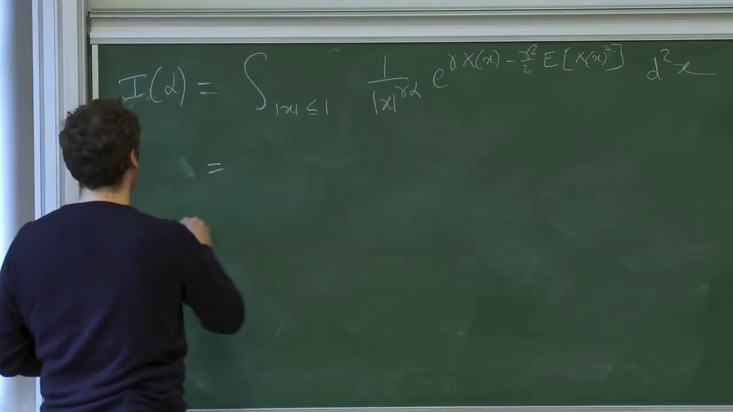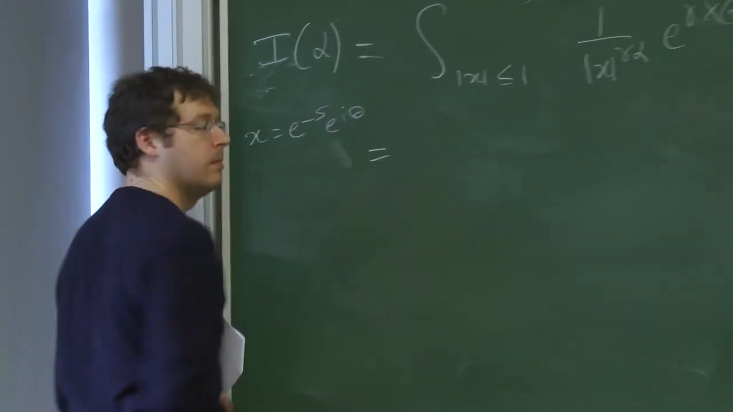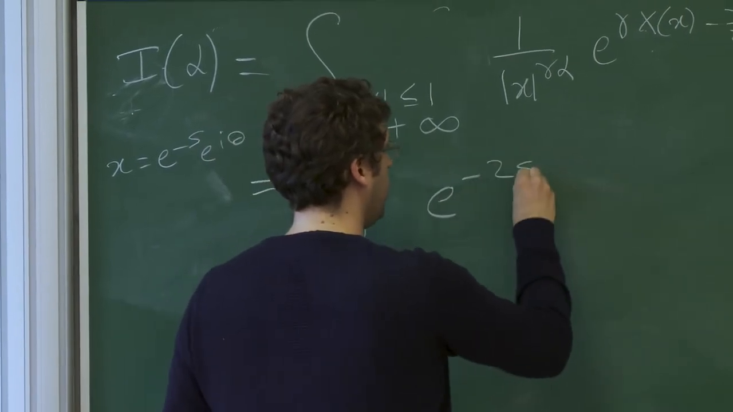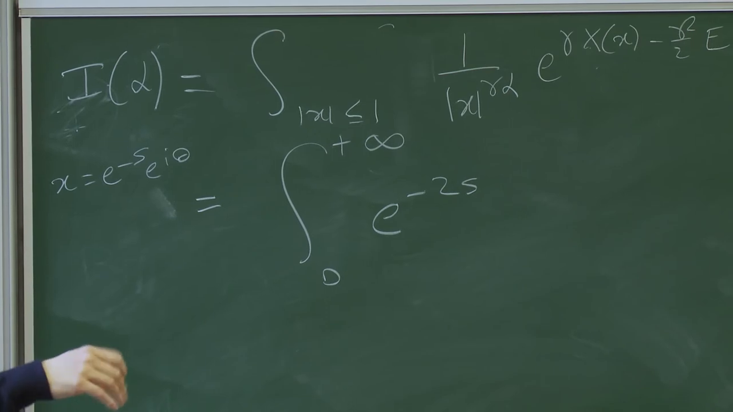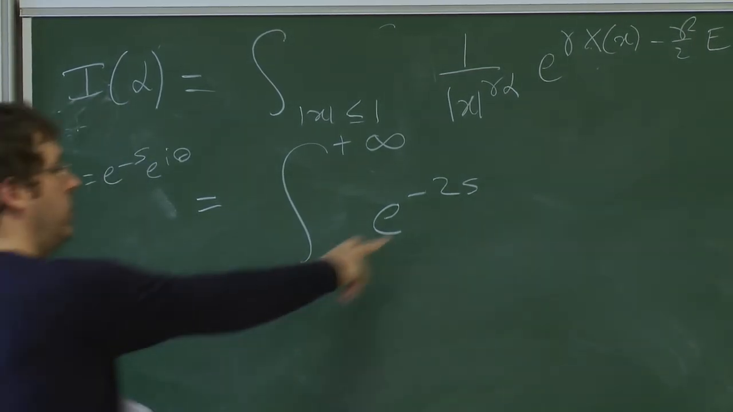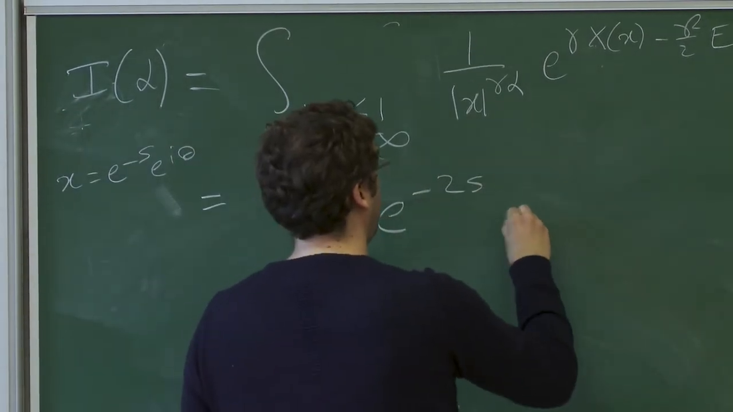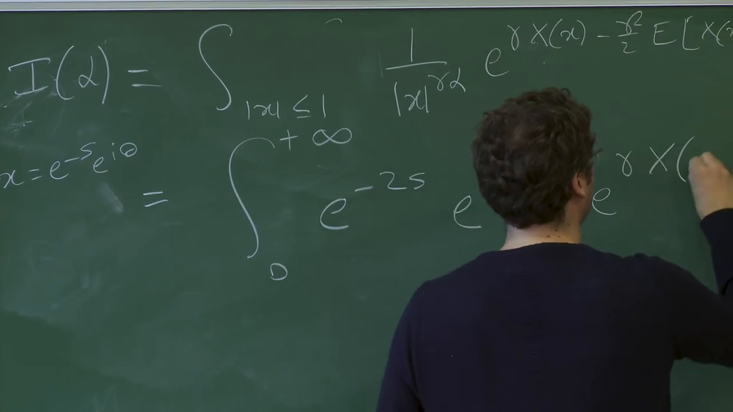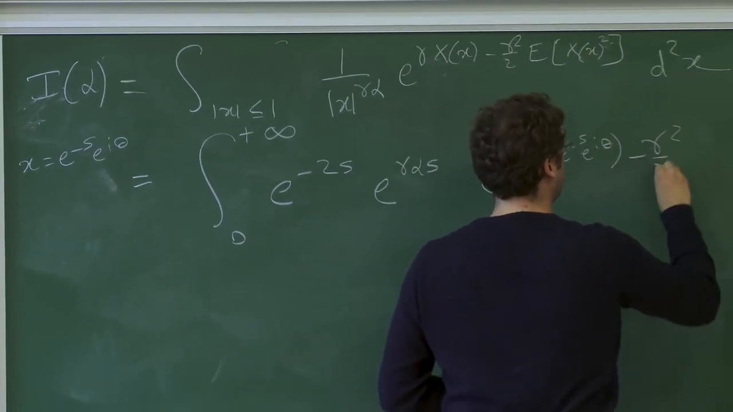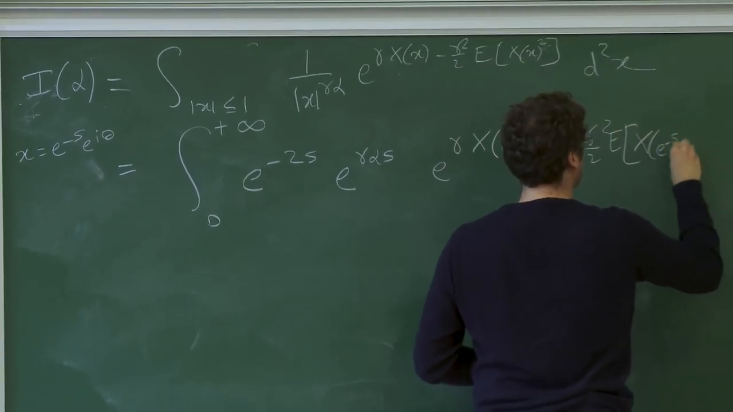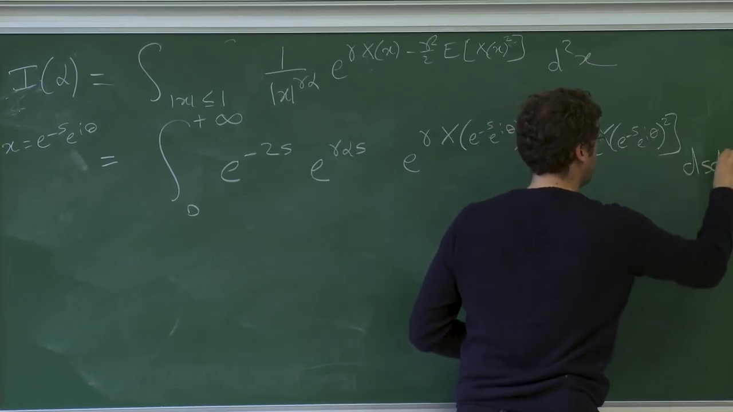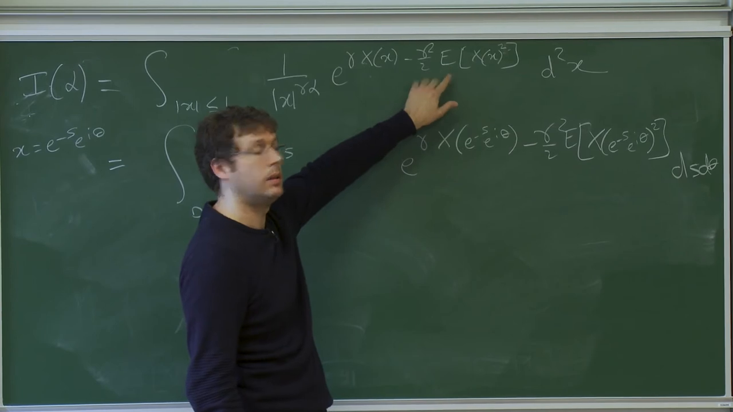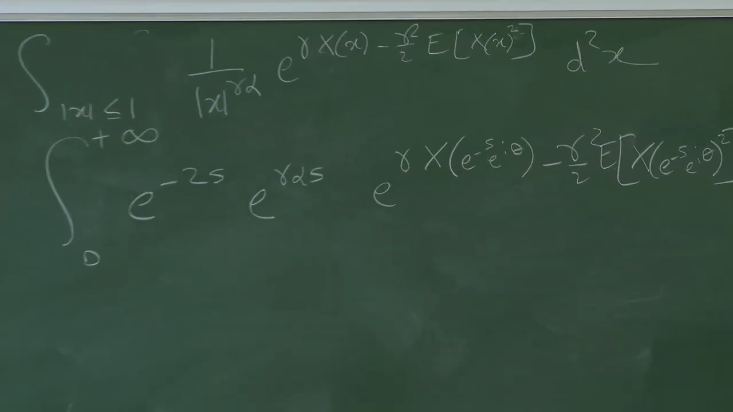So I'm doing my change of variable. I set x minus s e I theta. So I get the integral from 0 to plus infinity. I get a Jacobian minus 2s. Because if I do radial, it's r dr d theta, and since I'm taking an exponential, I get a 2 here. So it's standard. This guy becomes exponential of gamma alpha s. Let me emphasize that it's very important to always write this explicitly, this hidden normalization. If you don't, you're going to end up saying something false.